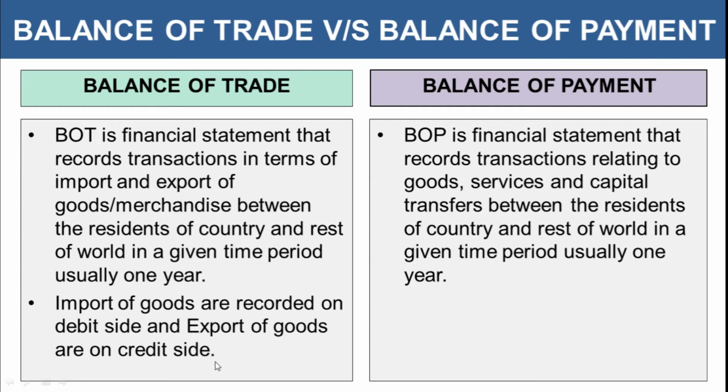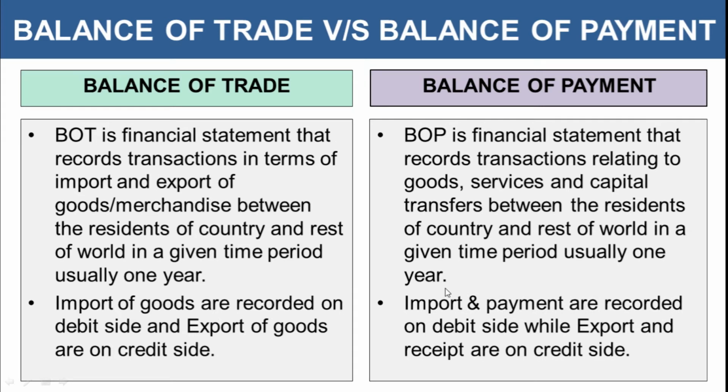So export of goods is a source of cash inflow. So cash will be coming into our economy whenever we are making exports. So the difference is that when we are talking about balance of trade, we will be recording on debit and credit side import and export of goods, visible items or physical goods.